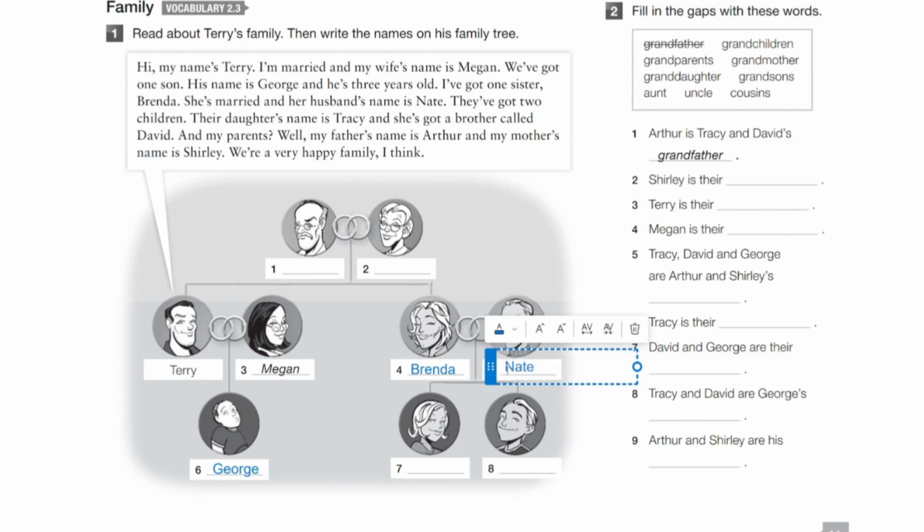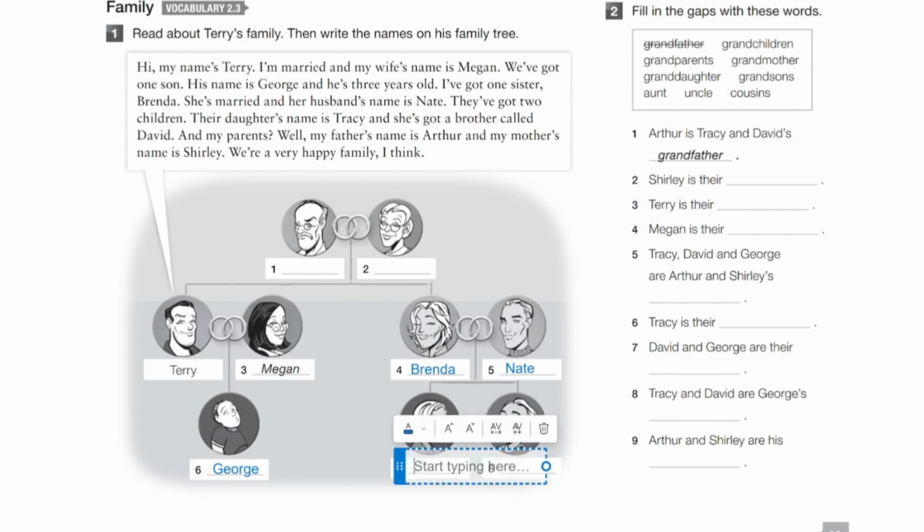There you go, guys. That's it. That's done. They've got two children. As you can see, they've got two children, 7 and 8. Their daughter's name is Tracy. So this girl's name is Tracy. We're gonna write it down. Tracy. And she's got a brother called David. So this one is David, guys. There you go. So number 8 is David.